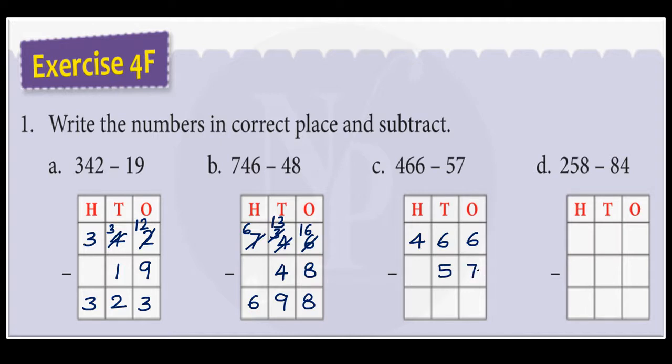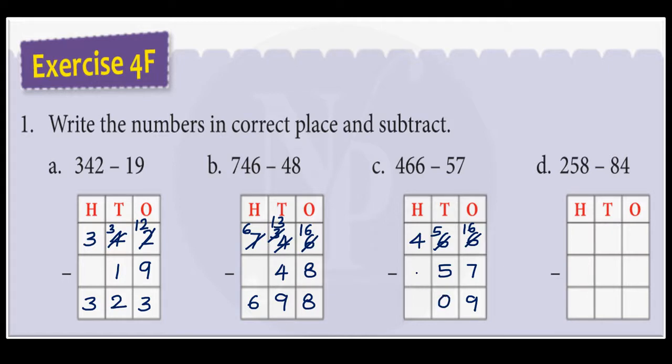Let us subtract now. Subtracting 7 from 6 is not possible. We have to regroup the digits. Now we make this 5 tens, and this will become 16 ones. Subtracting 7 ones from 16 ones, you get 9 ones. And in tens column, subtracting 5 tens from 5 tens, you get 0.